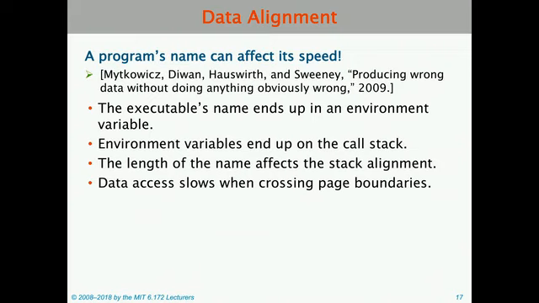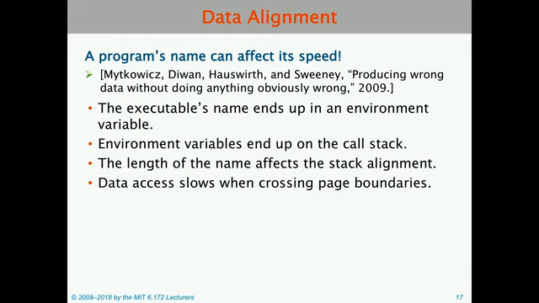The program's name can affect its speed, and here's why. The executable's name ends up in an environment variable. Okay, so when you start up a program, it puts it in an environment variable. The environment variables, it turns out, end up on the call stack. Okay, so you can find out from the program what's the name of the program I was invoked with. Okay, the length of the name affects the stack alignment. If you have a longer name, they put a longer piece there.